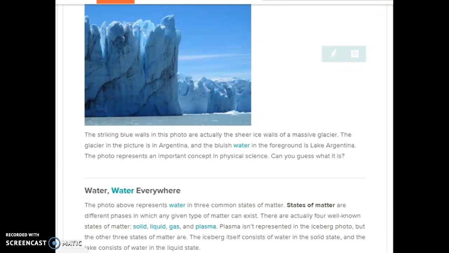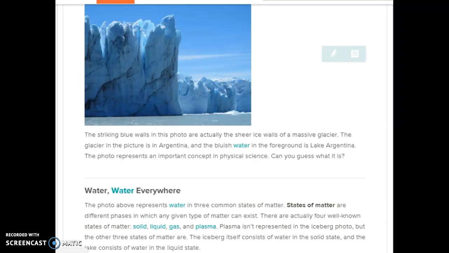All right, guys, let's take note of that second sentence. The states of matter are different phases in which any given type of matter can exist. Go ahead and highlight that sentence. Also highlight the words four well-known states of matter: solid, liquid, gas, and plasma. Those are going to be some words that we need to memorize for the future.